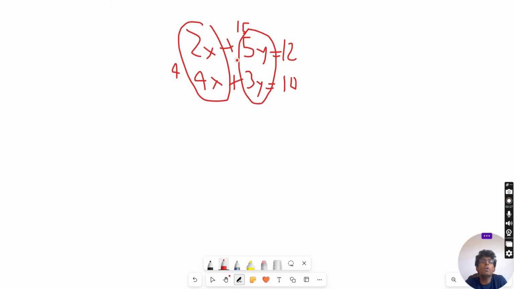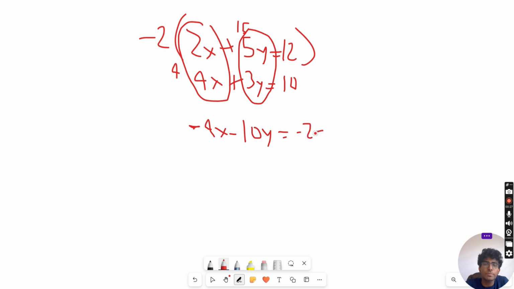Okay. So we're going to multiply the top equation by negative 2. So that way we get that negative 4. So 2 times negative 2, that is going to give us, well, I'll put this actually out here, negative 2, so we know. Negative 4x minus 10y equals minus 24. All right? And then we're going to be adding it to 4x plus 3y equals 10.